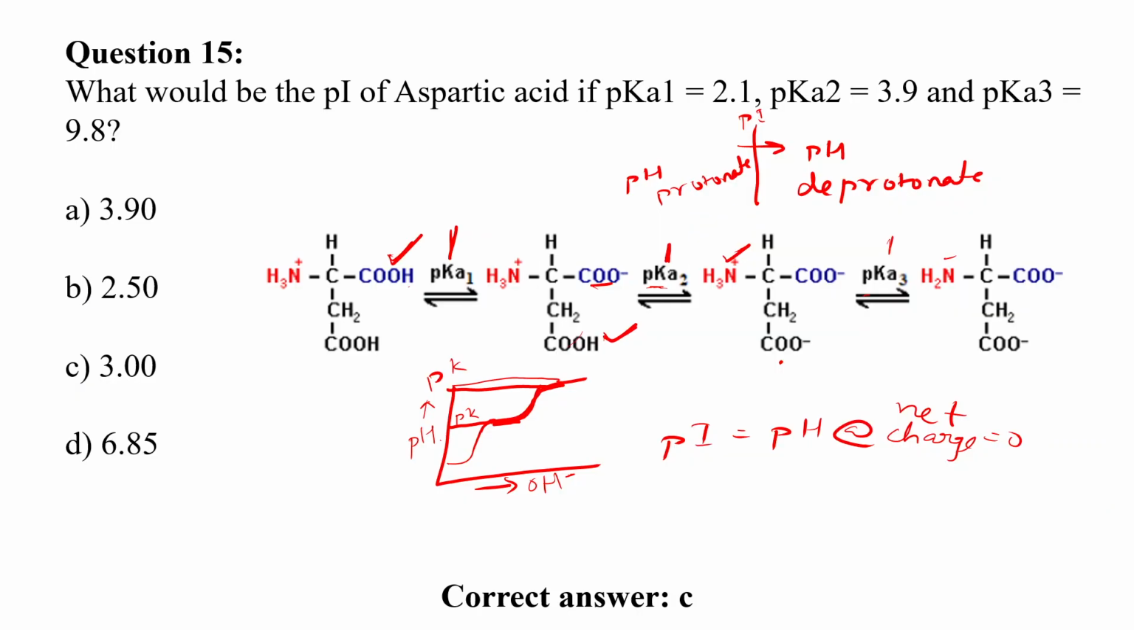So 3 is the pI of aspartic acid. We just have to see which form is uncharged, where the net charge is 0. For that particular form, we will see the pK before and after that form, and we will take the average of those two pK values.